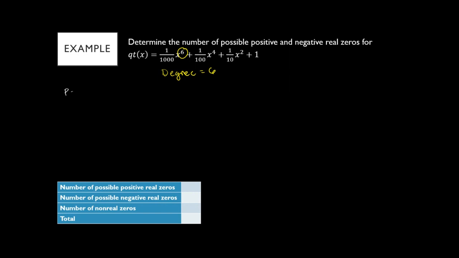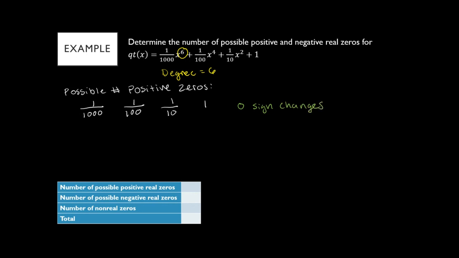So I'm going to start with the possible number of positive zeros. And I just look at the coefficients. 1 over 1,000, 1 over 100, 1 over 10, and 1. These are all positive, so there are 0 sign changes. So that tells us that there are 0 positive zeros. I don't have any other combinations, just 0. My total here has to add up to 6.